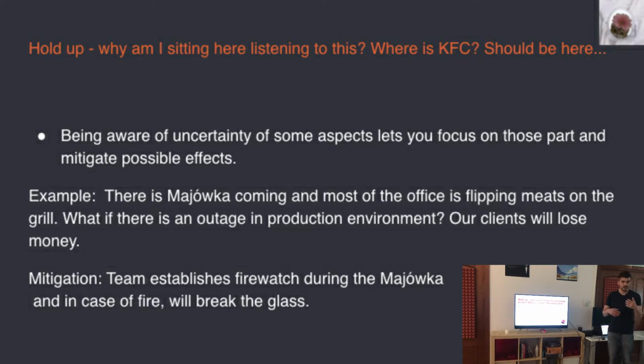So the problematic events that are connected with what happened. So usually how we mitigate it: the team establishes firewalls during the majówka. In case of fire, they are breaking the glass and they're making the magic work again, right? Pretty simple. Or not.